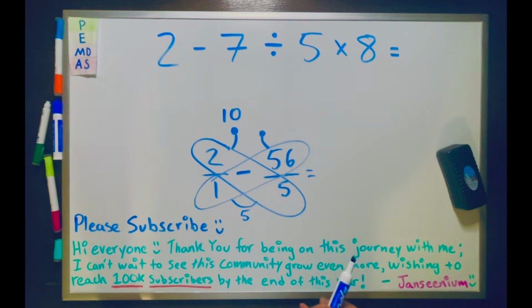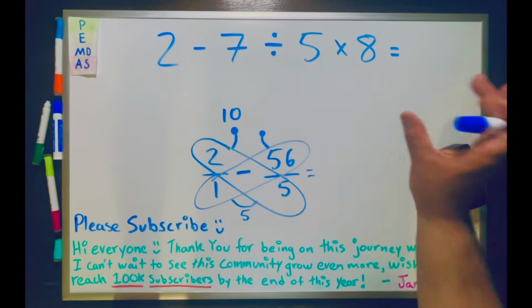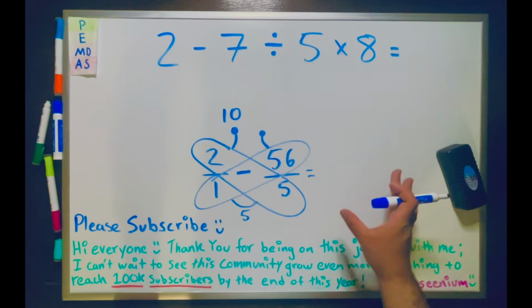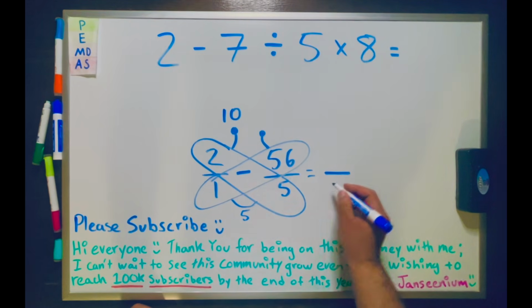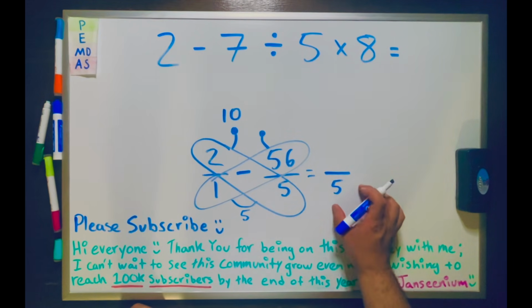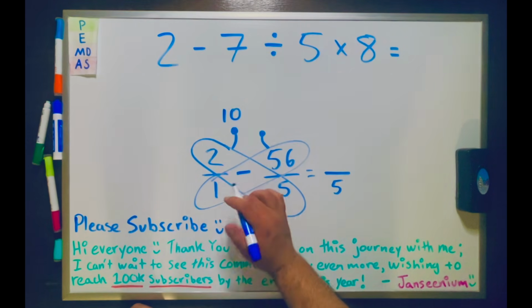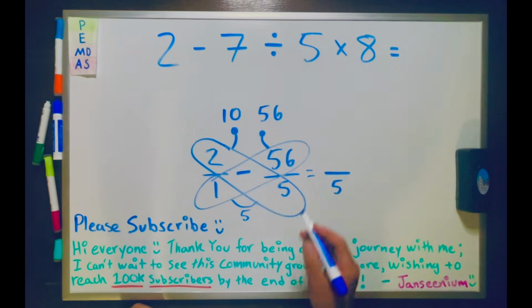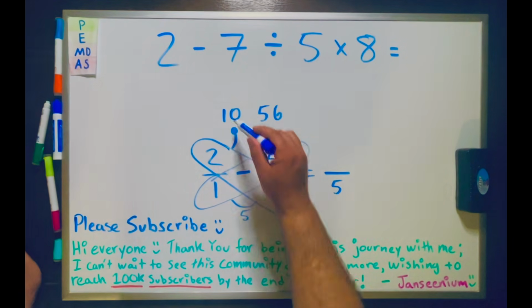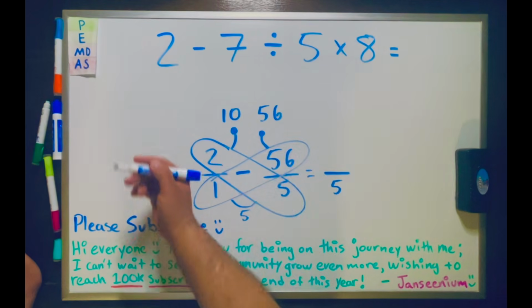Don't leave yet because we need to figure out the decimal answer and the mixed number answer using long division. So we got our new denominator. Now we need to figure out the numerator. So what is 1 times 56? 56. And we're going to subtract 10 minus 56.